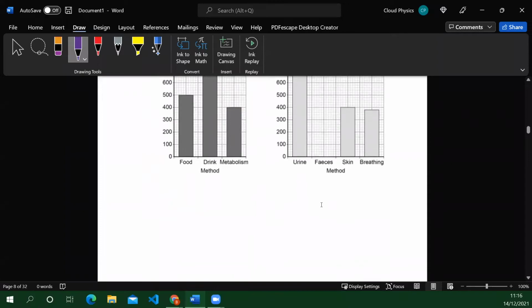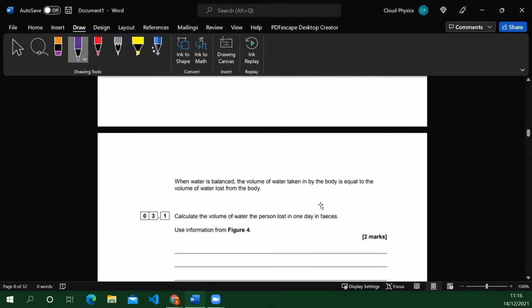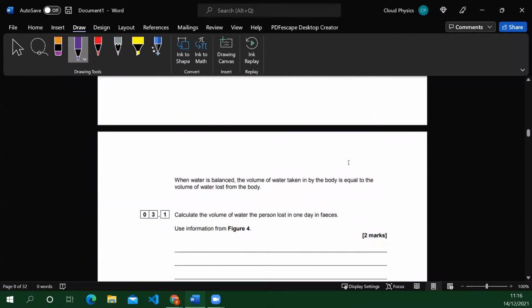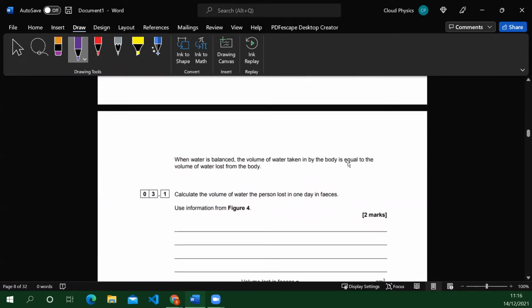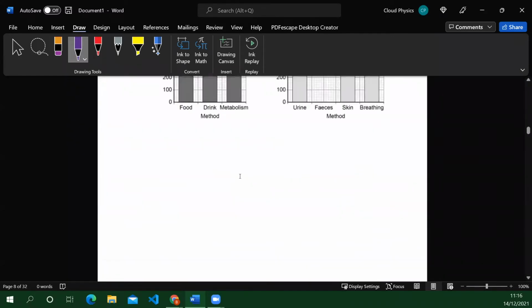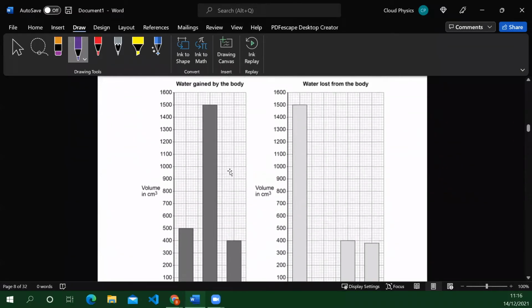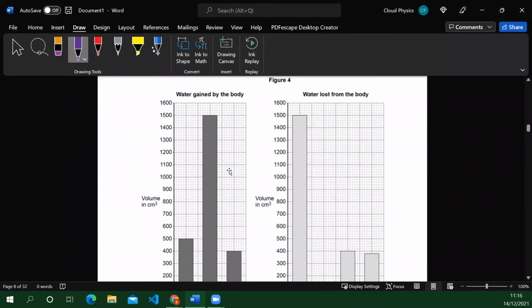Okay, so let's look at the question. When water is balanced, the volume of water taken in by the body is equal to the volume of water lost from the body. So it's balanced, that makes sense. Calculate the volume of water the person lost in one day in feces. Use information from figure 4. Okay, so let's have a look. We need to add it all up, don't we?